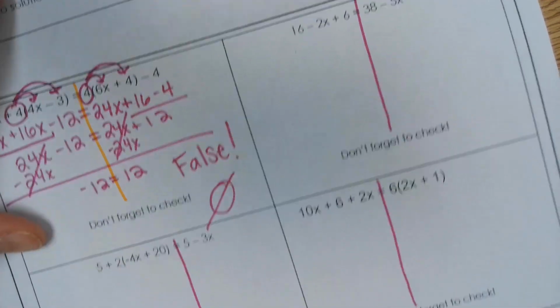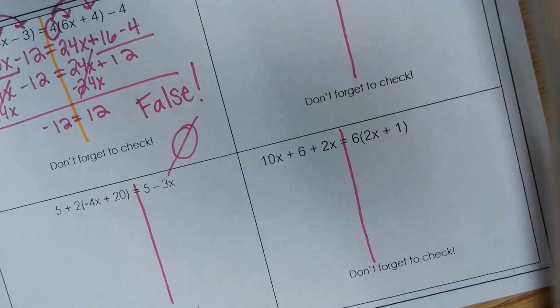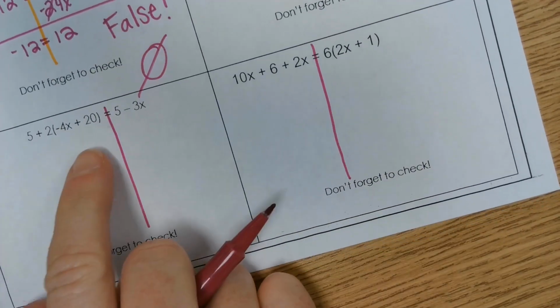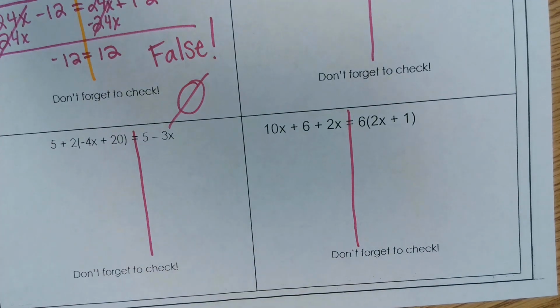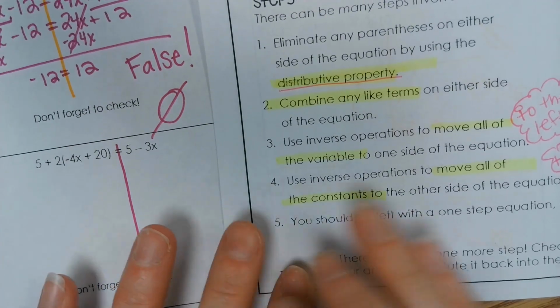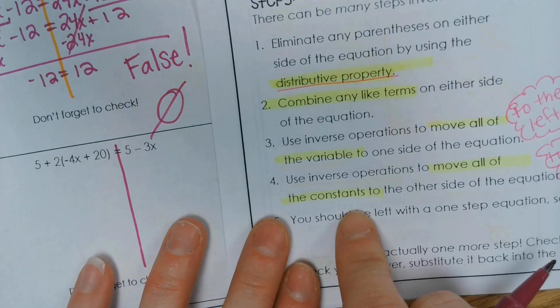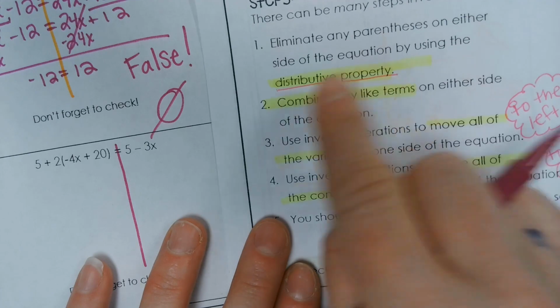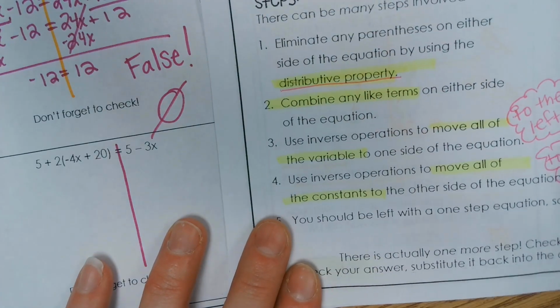Let's look at yesterday's notes that you were supposed to finish. We are going to do the two bottom ones together before we get started on our assignment. So the instructions are on the front of the notes, and I'm just going to refer to them on my other one. Step 1 says eliminate any parentheses by using distributive property.